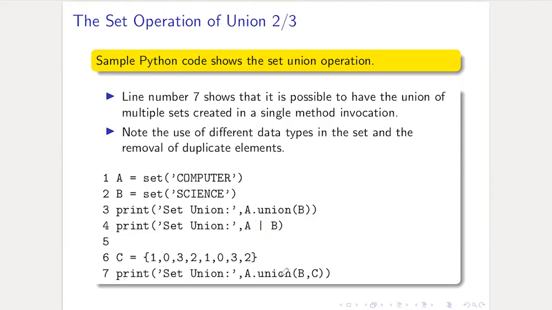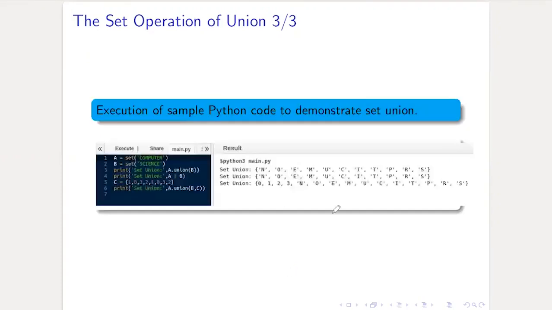But if you use the union method, you can pass multiple sets and get the union. If you look at the output, any duplicated letters are removed. Any duplicate values are also removed when you look at the final set.